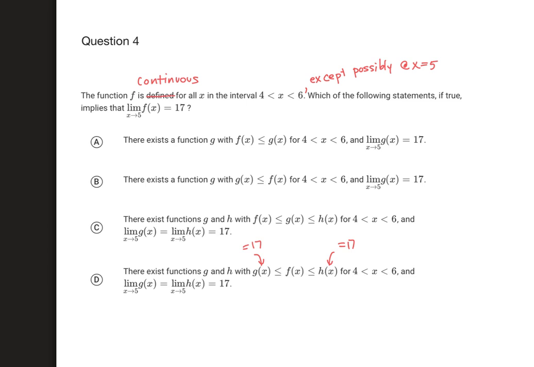Okay, so that's the squeeze theorem. If the function's continuous and this inequality holds, and the limit of the outer ones equal, whatever they equal, the middle one will equal the same thing. And so that's why this has to be true, because the middle one has to equal 17 because the outer ones equal 17.